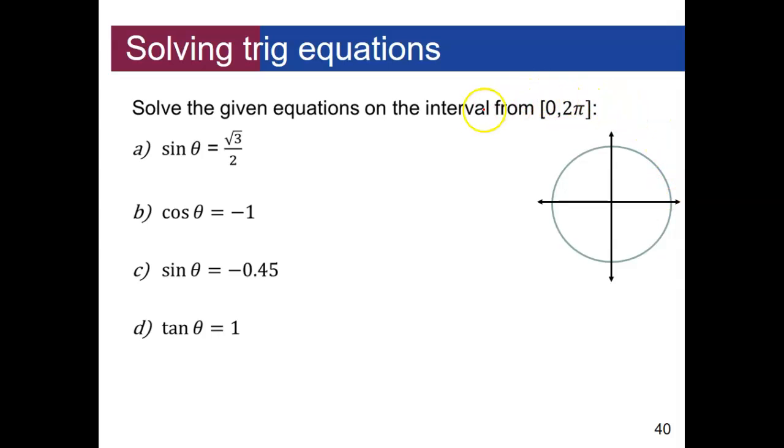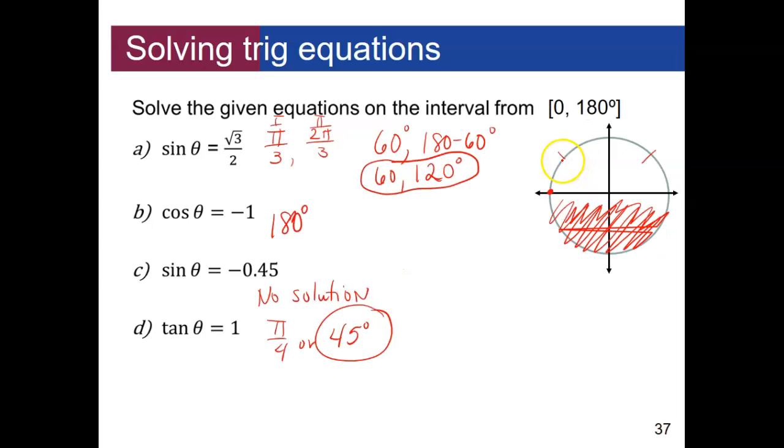Okay, here I've changed the interval from 0 to 180, it's now 0 to 2 pi. So kind of by the same rationale, we basically solved that already with these. So I'm going to go back here. Because if we were looking at 0 to 2 pi instead of 0 to 180, then my answers would be here in radians. So it would be pi over 3 and 2 pi over 3. This one, instead of 180, is going to be pi. This one would still have no solution, and this one would be pi over 4. So basically, we had already solved them on the interval from 0 to 2 pi.